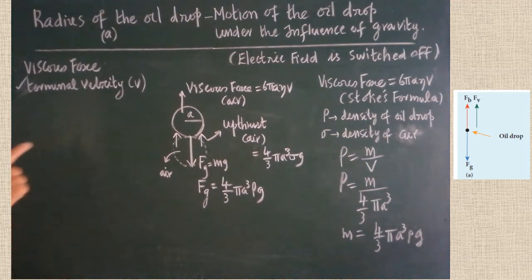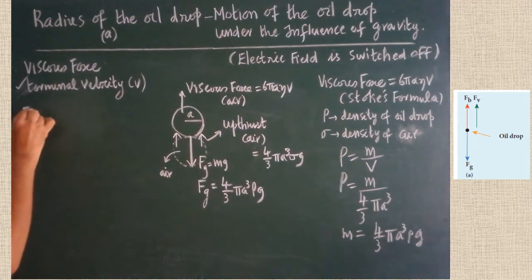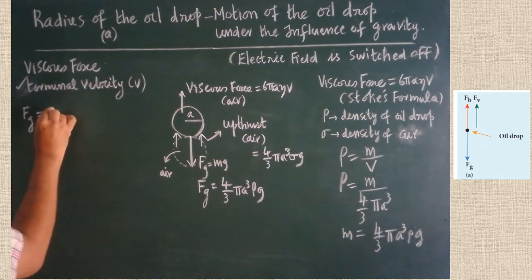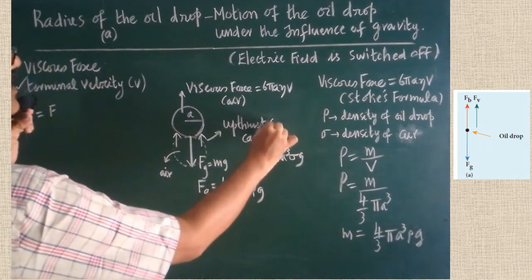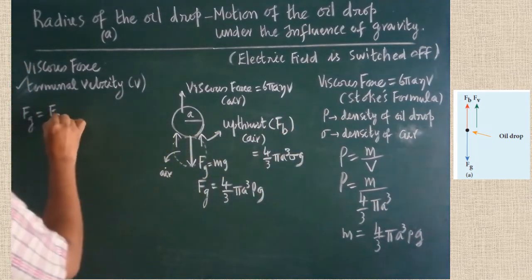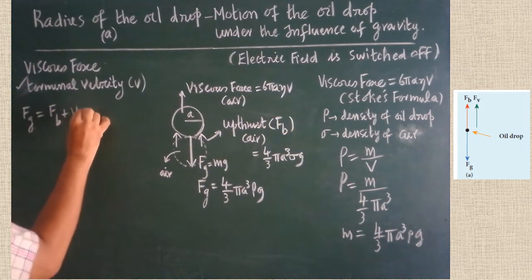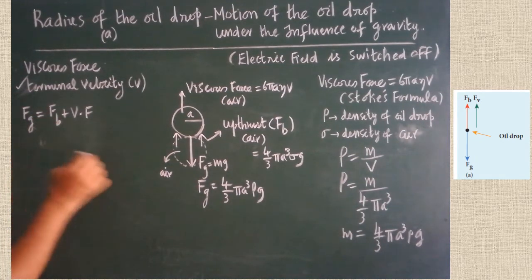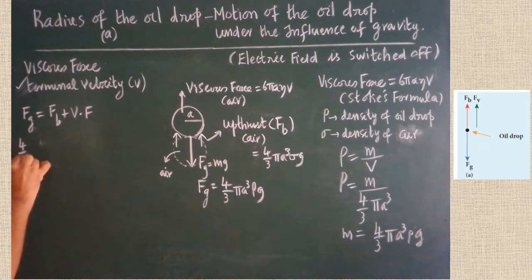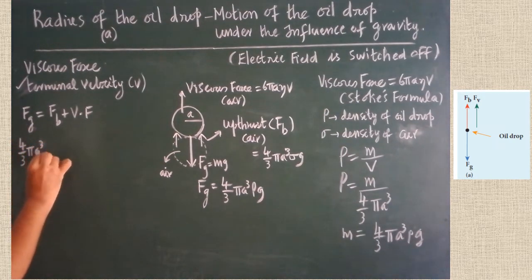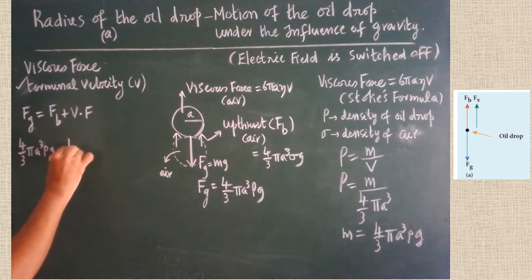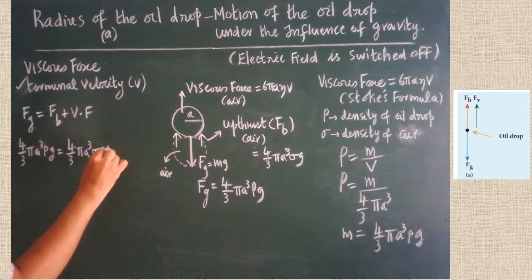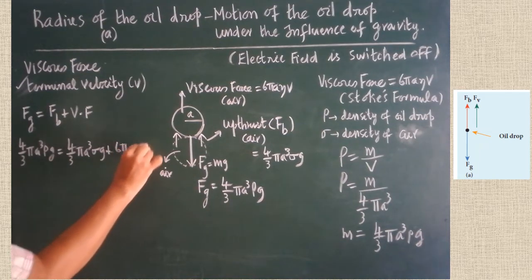So we will summarize all the forces one by one. Fg, what is Fg? Gravitational force. This is a downward force. Two more upward forces are acting. One is called, what is this? Fb. This upthrust can be called the buoyant force. And one more force is called viscous force. Now I will write the expression. Here Fg can be written as 4/3 pi a cube rho g is equal to 4/3 pi a cube sigma g plus 6 pi a eta v.